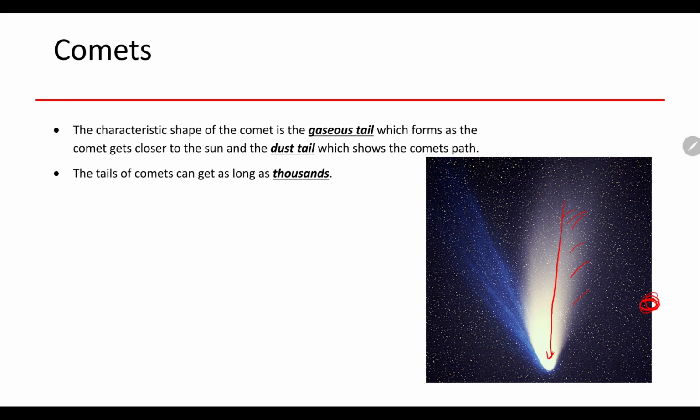But the other thing that happens is if we have the sun over here and it's heating up and it's injecting its solar flares and its solar energy, what can happen is that can knock particles off. And so as a result, we get our second tail as well. Okay, so we have our dust tail, which is being left behind, and we have our gas tail.